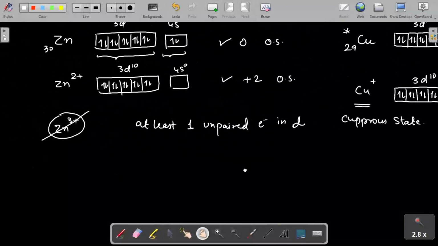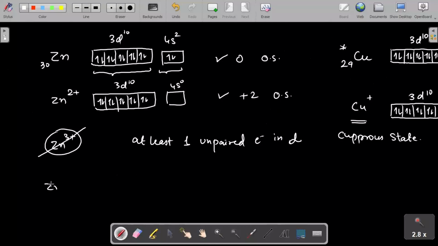Coming back to zinc, why does zinc not form a +3 state? Why can we not take an electron out of the 3d orbital? If we have to take an electron out of 3d10, a lot of energy is required. And if I give this much energy, then the species will become highly reactive, which is not possible. A large amount of energy is required to disturb the 3d10 configuration.